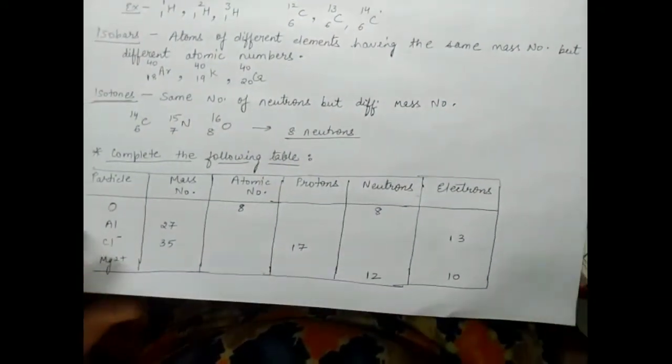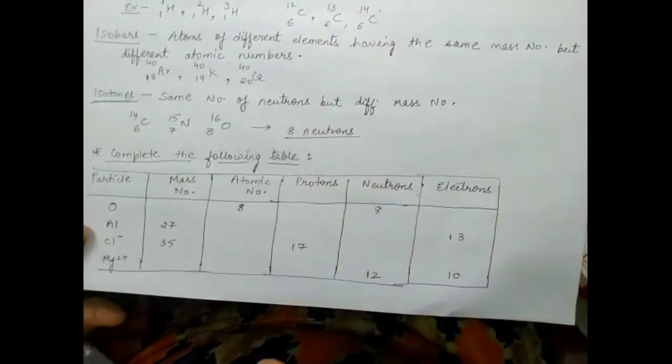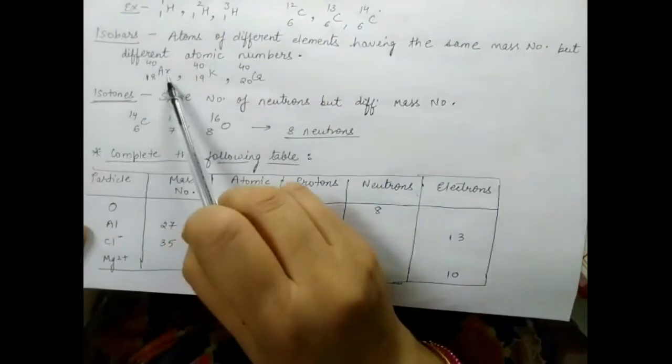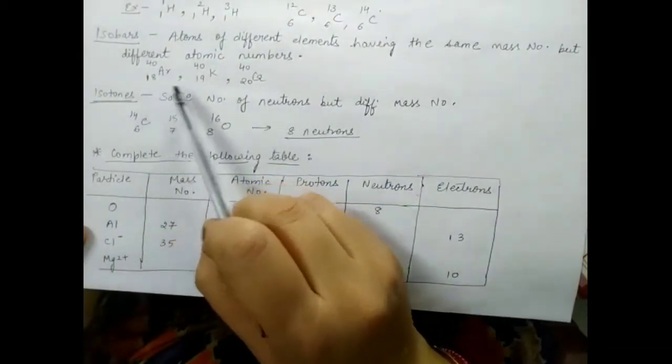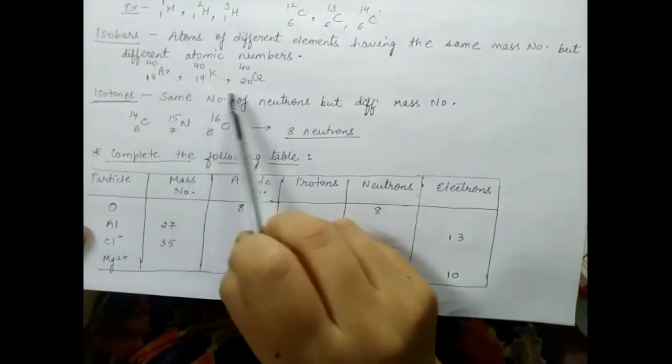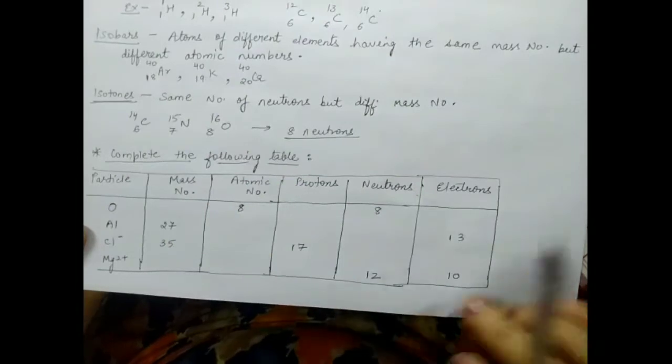What are isobars? Isobars are the atoms of different elements having same mass number but different atomic number. Examples I have taken: this is argon, this is potassium, this is calcium. Atomic numbers are 18, 19 and 20. Since the atomic numbers are different, the element is also different, but mass numbers are same.